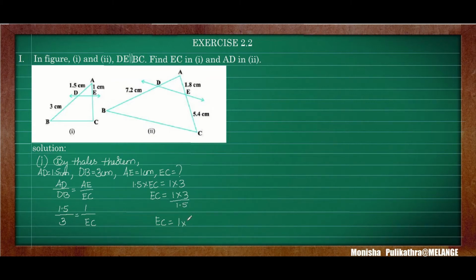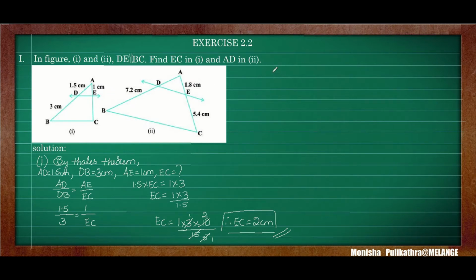So 1 into 3, in order to remove the decimal point, a 10 will come here, divided by 15. Since the number is in the denominator, when we remove the decimal point, the 10 will come in the numerator. Here 3 ones are 3, 5 threes are 15. Here 5 ones are 5, 5 twos are 10. So 2 into 1 is 2. Therefore, the value of EC is equal to 2 centimeter. Since the numbers are given in centimeter form, the answer is also written in centimeter form. So this is the answer for the first diagram.